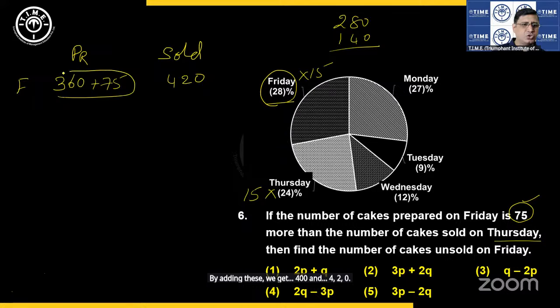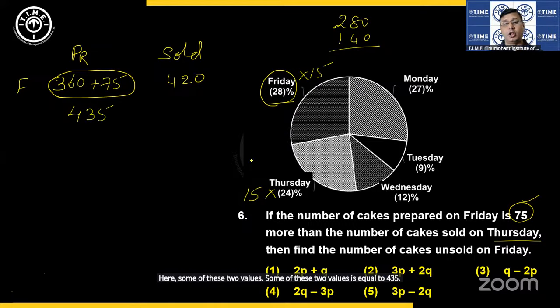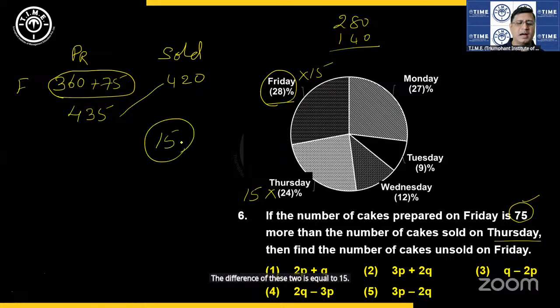Here, the sum of these two values is equal to 435. The number of cakes prepared, 435, sold 420. How many are unsold? The difference of these two, which is equal to 15. So mark the answer. Here options are given in terms of P and Q.